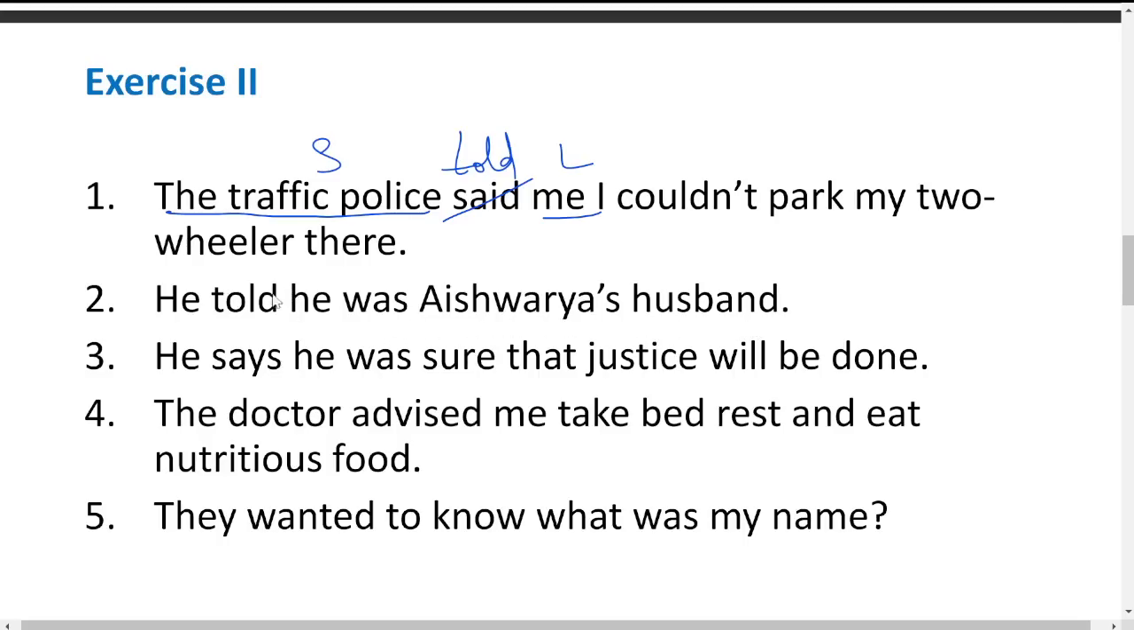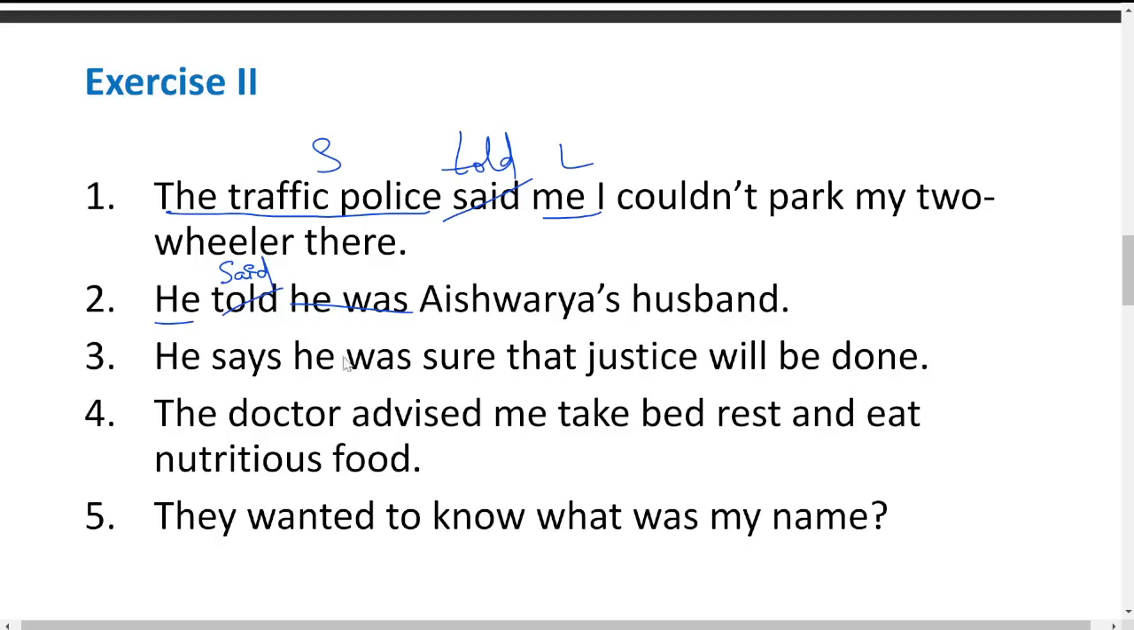Okay, next. He told he was Ashura's husband. Now can you use told in this case? Only the speaker is given, there is no listener. This is all his information. So what can you use here in this case? He said.